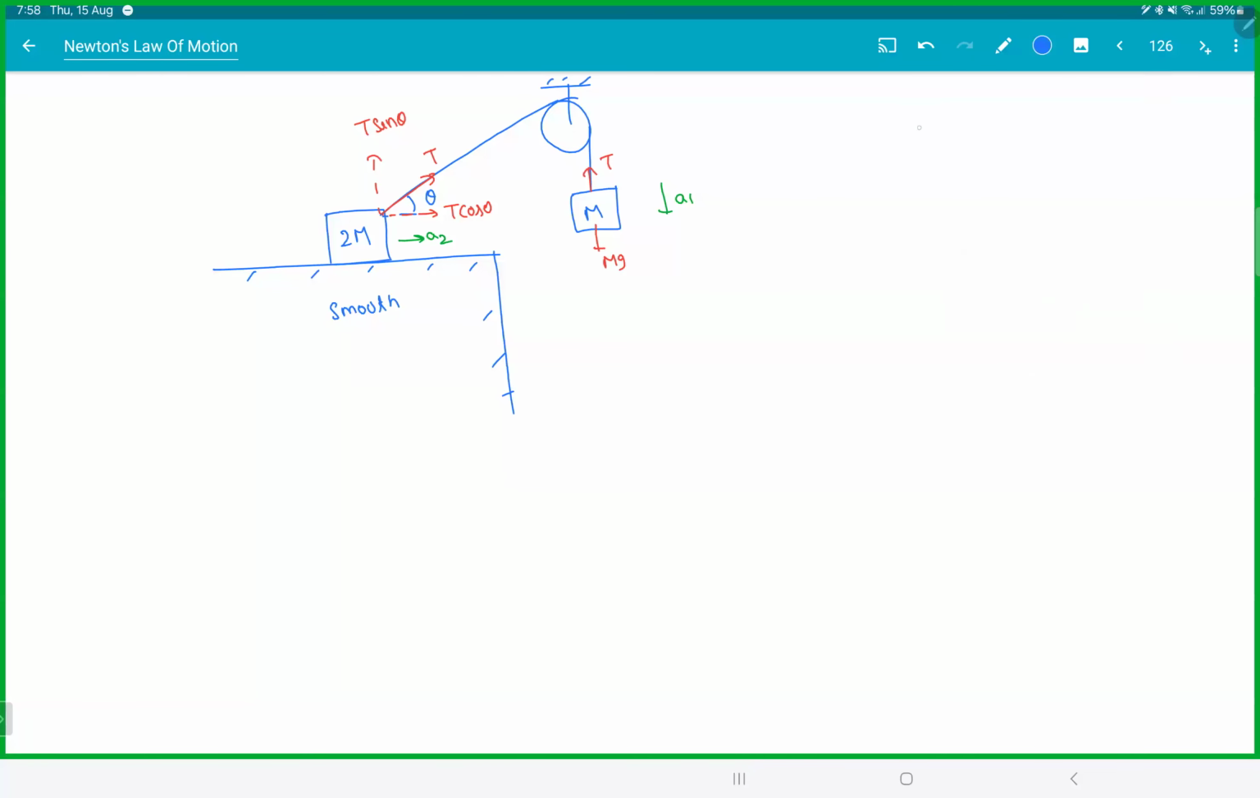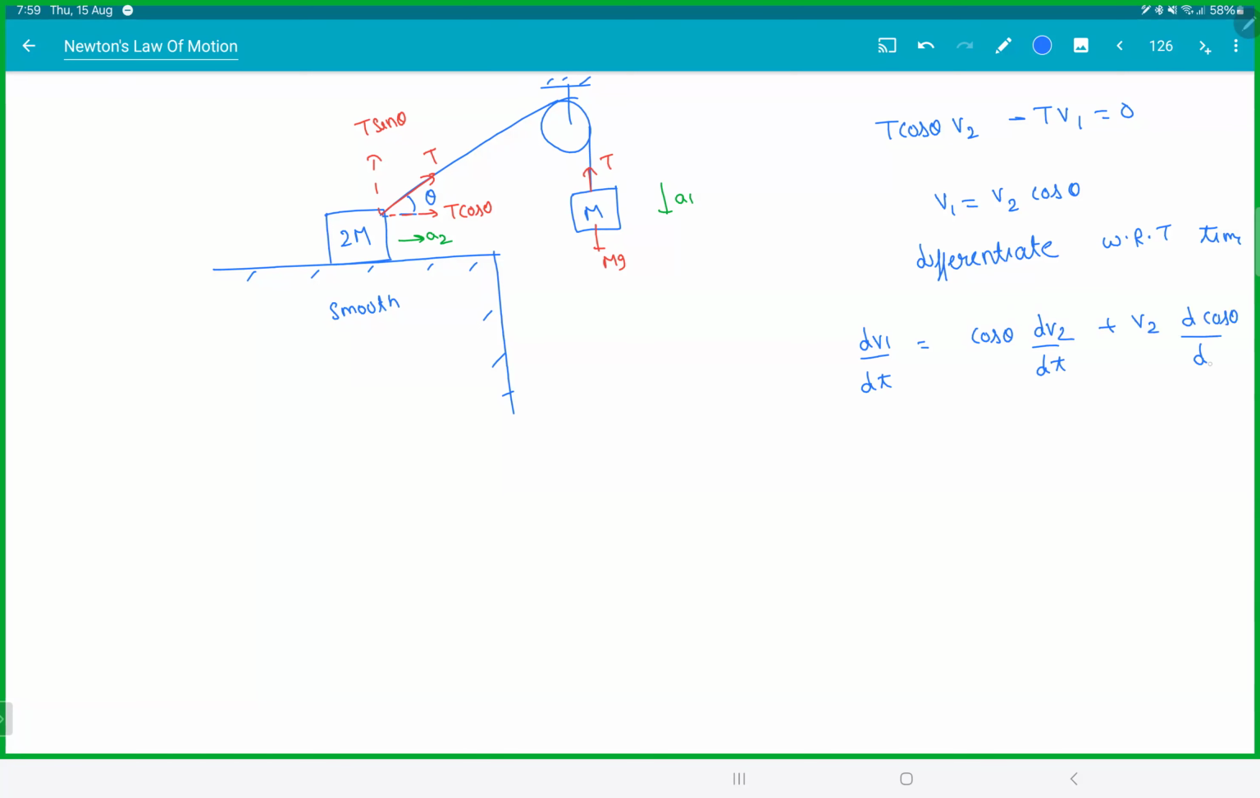Now, be careful here. You can clearly see the power method: T cos theta into V2 minus T into V1 is equal to zero. Tension into velocity. So we get V1 is equal to V2 cos theta. Differentiate with time. You cannot use the acceleration formula directly if theta is changing. If you differentiate this, you end up with dV1 by dt equal to cos theta dV2 by dt plus V2 d cos theta by dt.